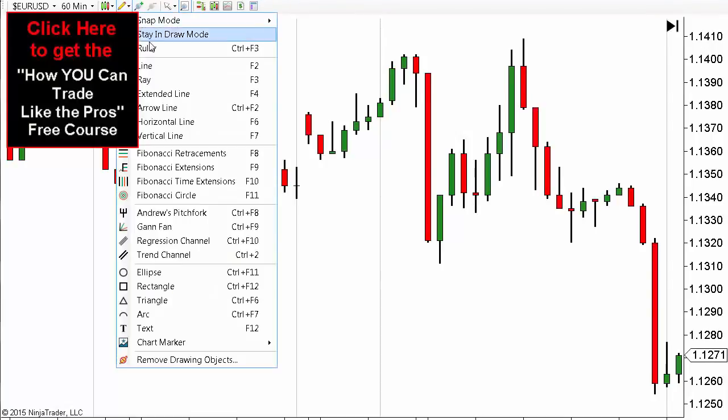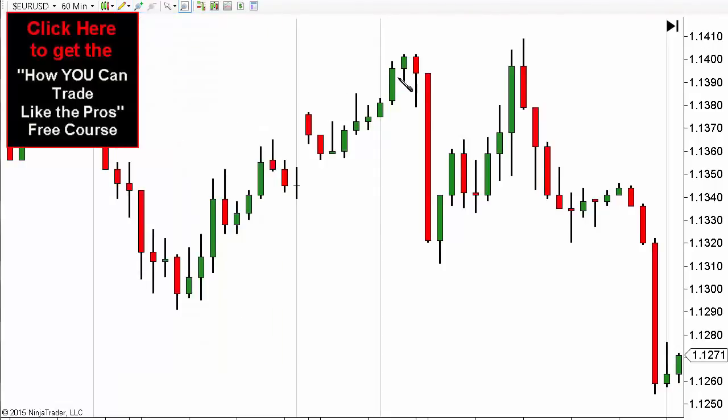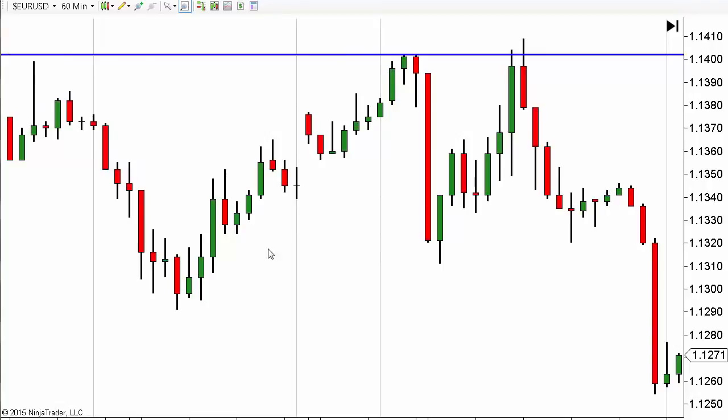So let's bring up our horizontal line. And what we want to do is pick a spot in the chart where we get a fairly major swing high. So, for example, here we see that we've got a nice little move up. Let me turn this arrow blue. All right, and we come up here. So this is our resistance level. Market comes back down, then it comes back up to test this resistance level.